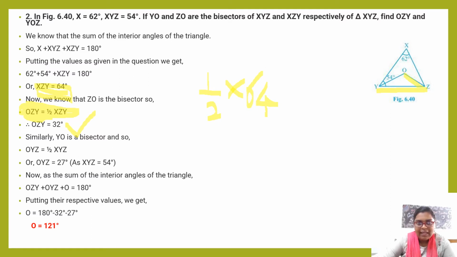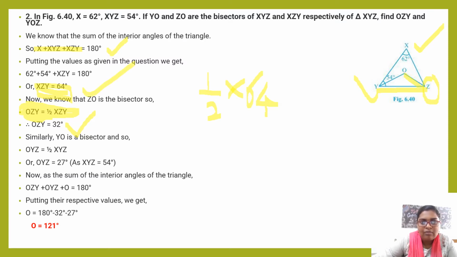Simply we are adding these three angles. You will get 180 degrees by the triangle angle sum property, right? If you add the three angles, you will get 180 degrees. This angle we know, this angle we know, this angle we don't know. So 62 plus 54 plus XZY is equal to 180 degrees. We want to know XZY. So 180 minus 62 minus 54, you will get 64.